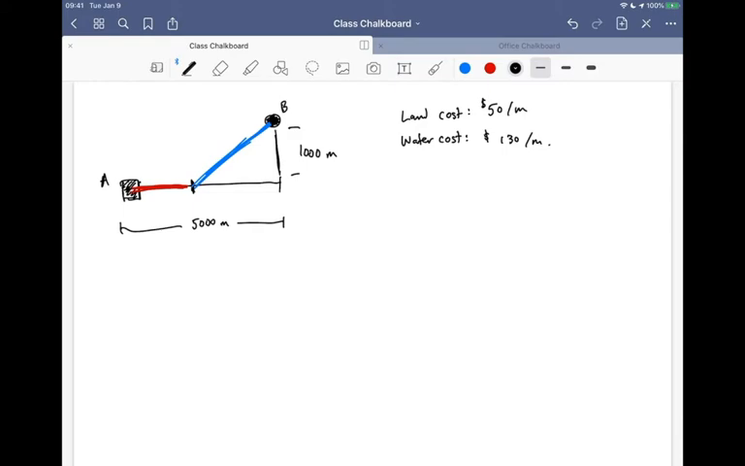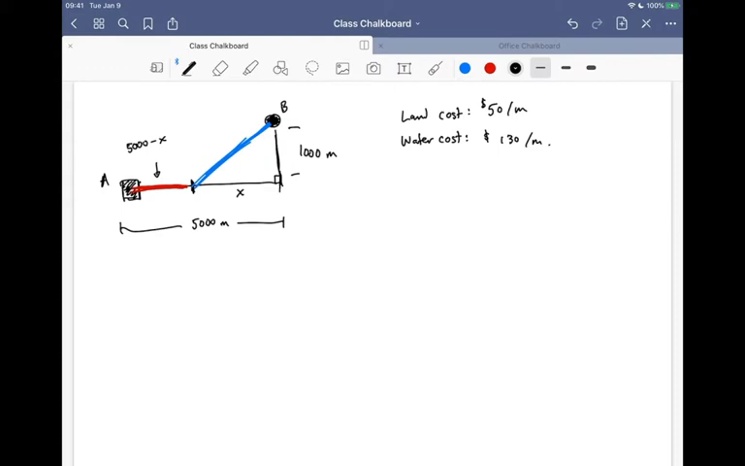Okay, so what I'm going to do is think of this distance here as X. And that's going to be the distance basically from the point on the shore directly closest to B. And then the remaining distance here would be 5,000. It was 50 in the last problem. It would be 5,000 minus X.